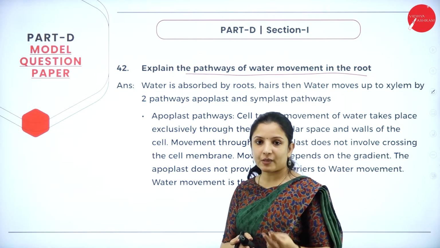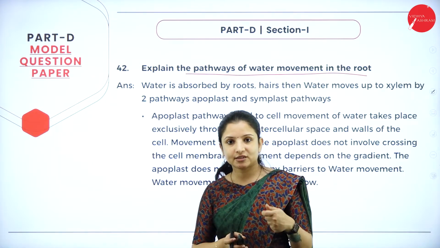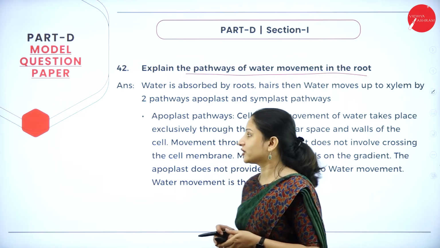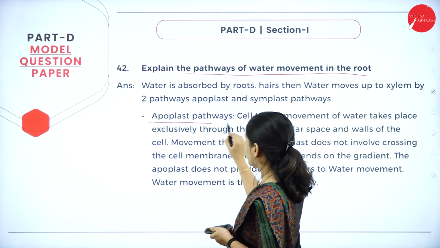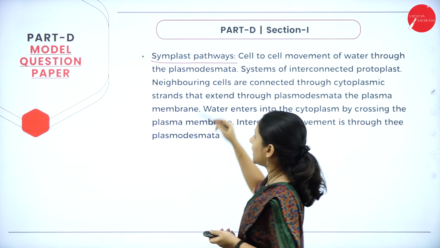There are 2 types of pathways involved in water movement in the roots. One is the apoplast pathway and the other one is symplast pathway. Then you need to write about the apoplast pathway and then you need to write about the symplast pathway.